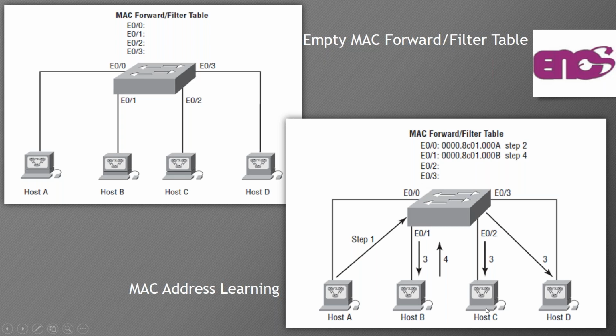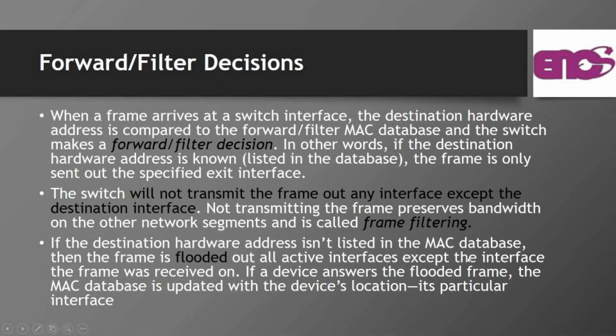So if you have a message for host C, the switch knows that the device connected to E0/2 is host C. It will forward it to host C and not forward it on every port. The reason is that it has in its table the MAC address of host C. That's what forward and filter decision means. That's what a switch does.